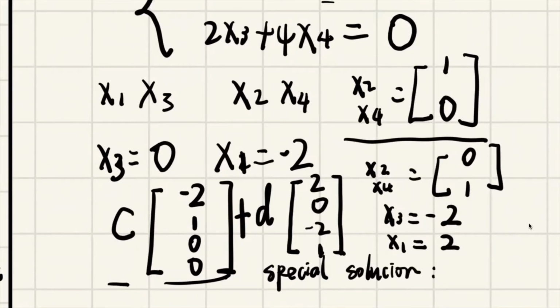And of course, the two special solutions here are minus 2, 1, 0, 0, and 2, 0, minus 2, 1. So this is the vector space because it also includes the 0, the origin, when C and D equal 0. And it also includes all the vectors when C and D take different values. Okay, we have got the vector space.